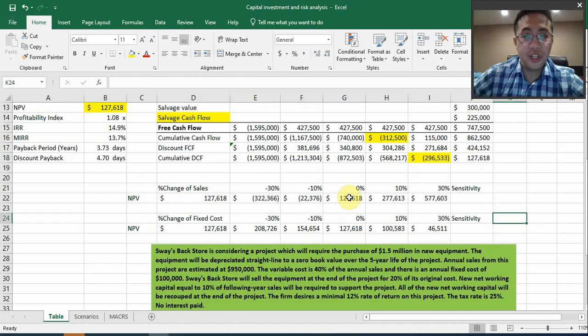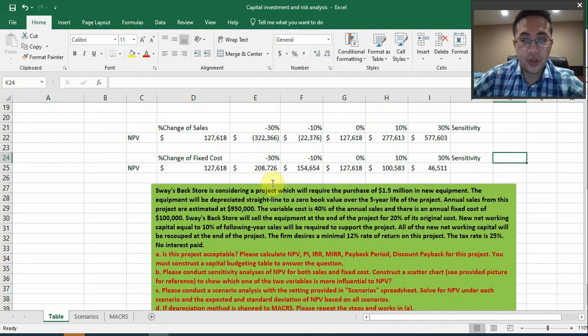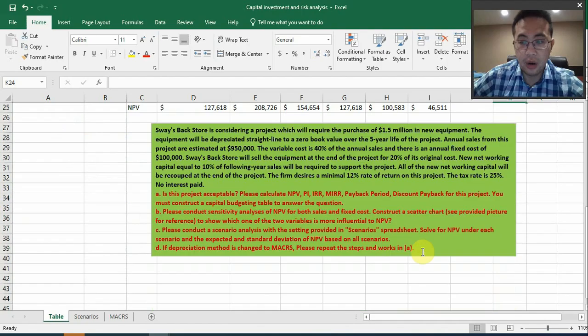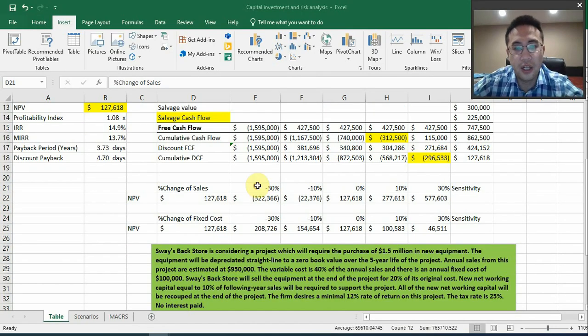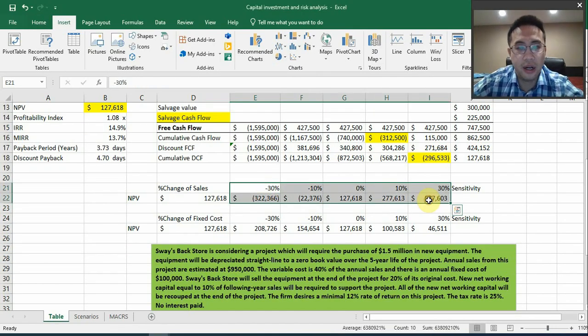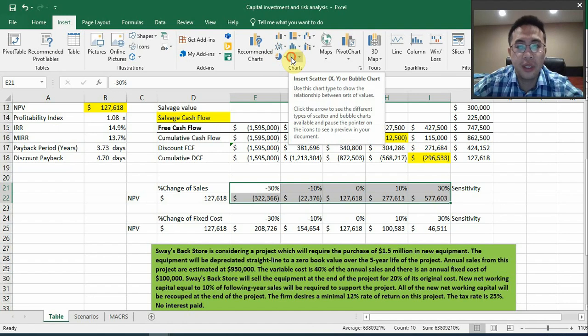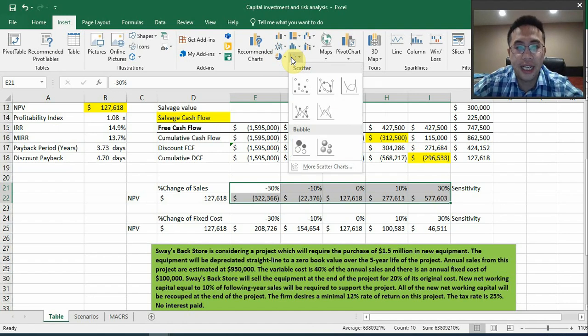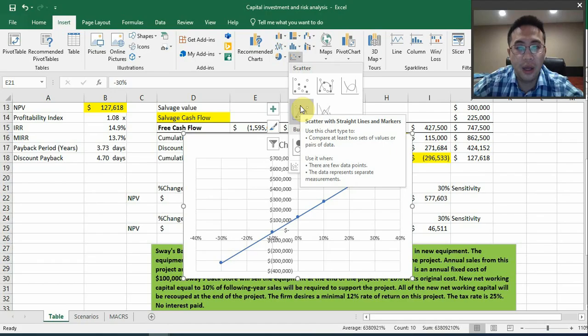So this is something we have replicated, and I want you guys to create the chart. So you're gonna select the data area here. The first row is the percentage change of the variable. The second row is the corresponding NPV, and you're gonna hit Insert. Okay, Insert. You're gonna look for the chart options, and you're gonna select this chart, the scatter chart with straight lines and markers.